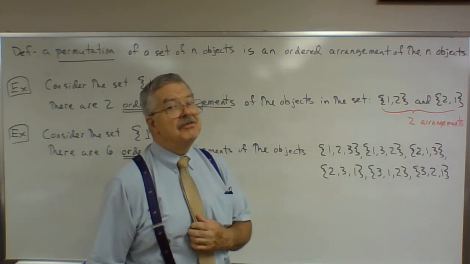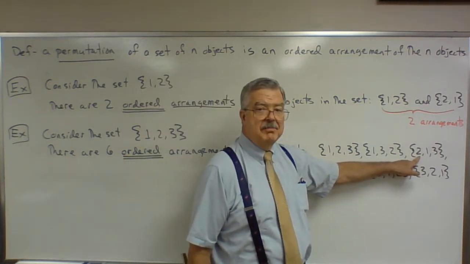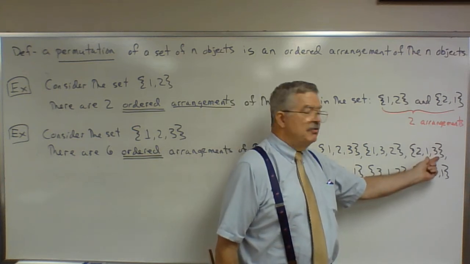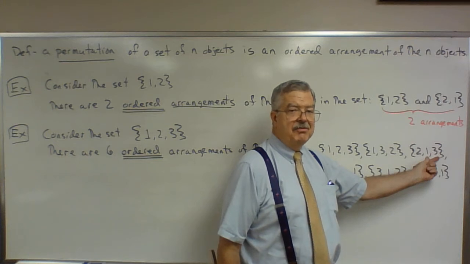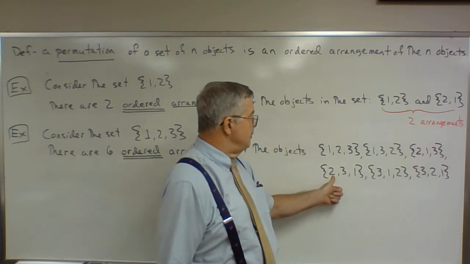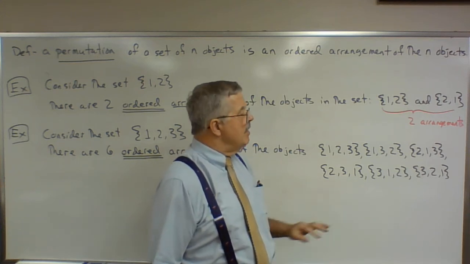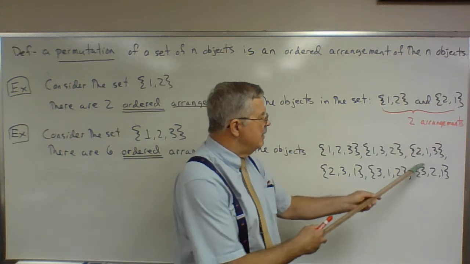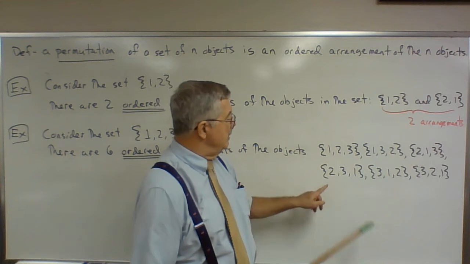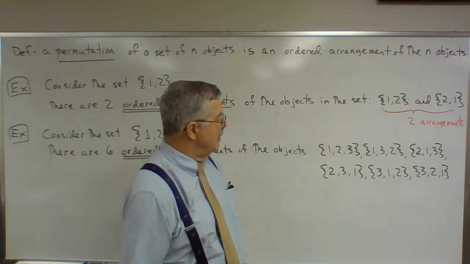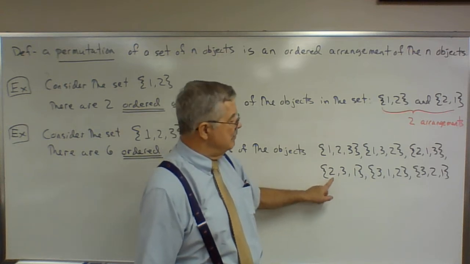Well, suppose 1 isn't the first element. Suppose 2 is the first element. Then we can take the other 2 elements, 1 and 3, and either arrange them as 1 and 3, or we can take 2 as the first element and arrange the other 2 elements as 3 and 1. Those are the only 2 ways that we can order the 3 elements in such a way that 2 comes first.